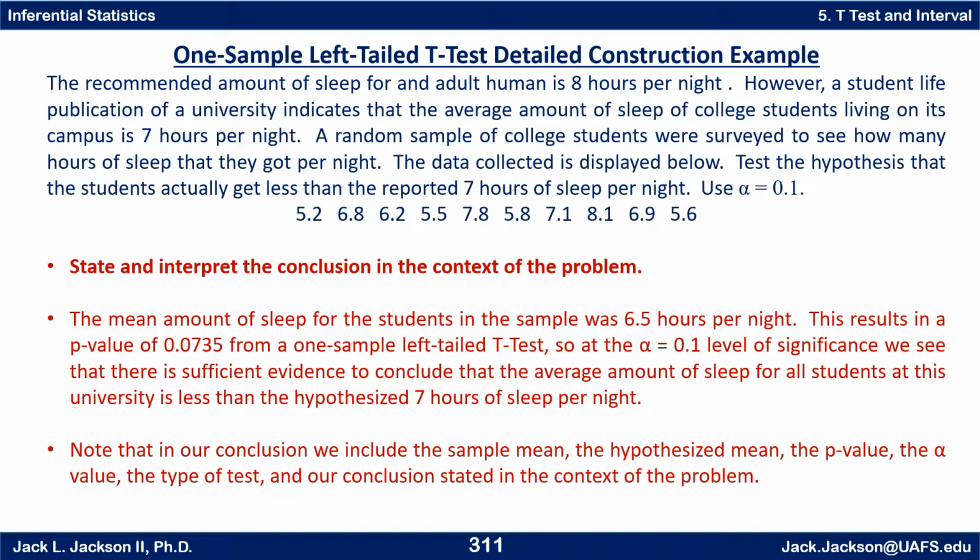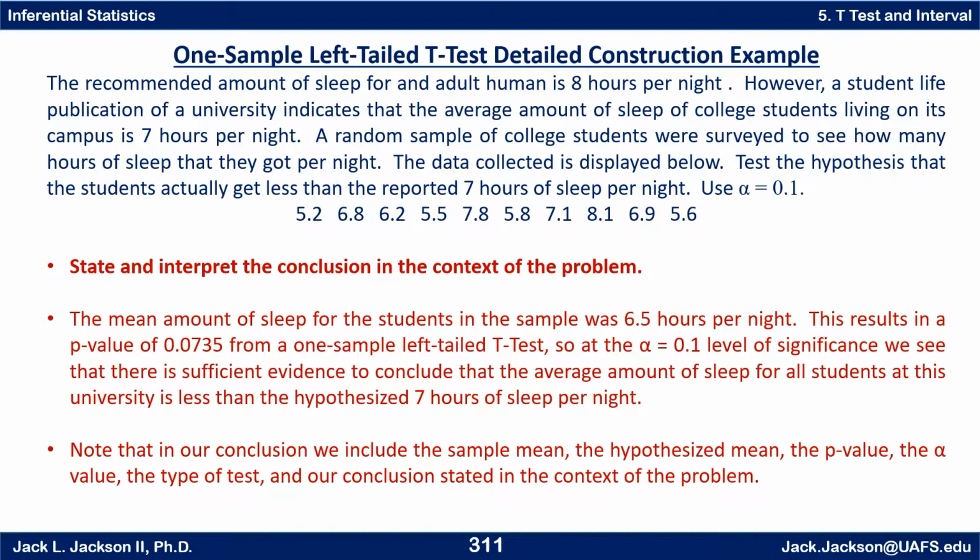So we state the conclusion and interpret it. Notice in our conclusion we include the sample mean, the hypothesized mean, the p-value, the alpha value, the type of test, and our conclusion stated in the context of the problem. We can usually do this in 1, 2, or 3 sentences. The mean amount of sleep for the students in the sample was 6.5 hours per night. This results in a p-value of 0.0735 from a one-sample left-tailed t-test.